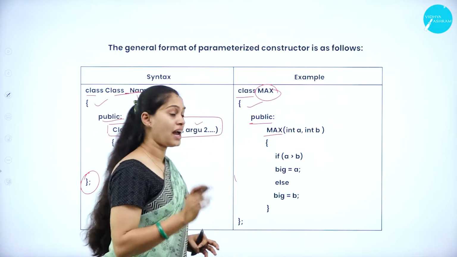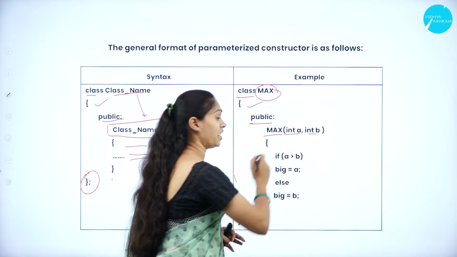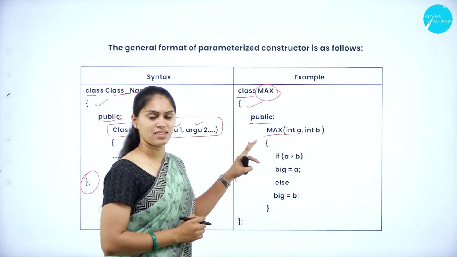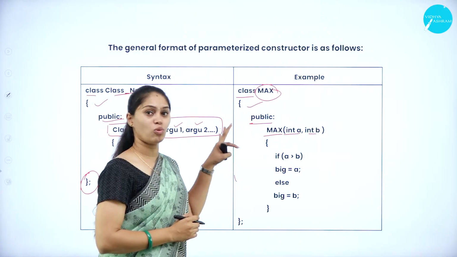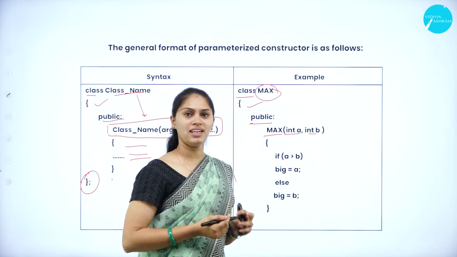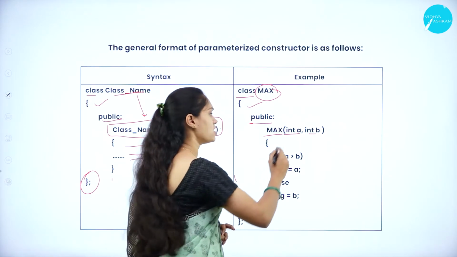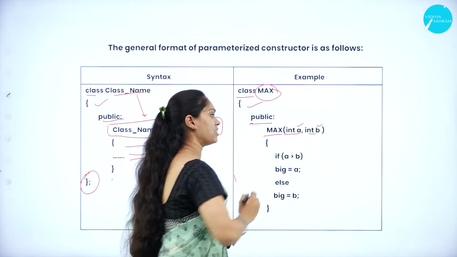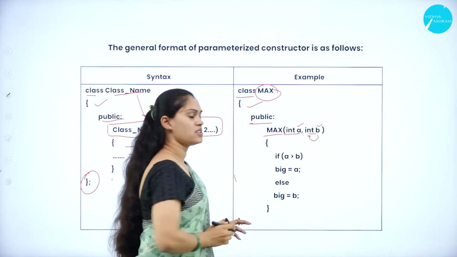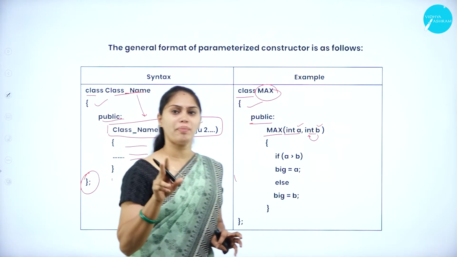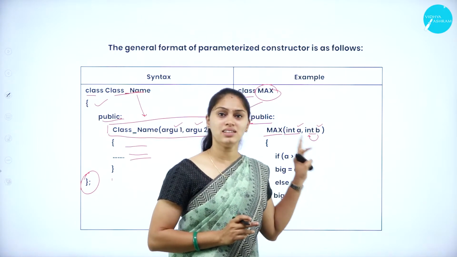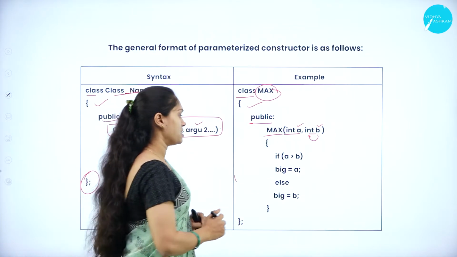So am I sending any arguments or parameters within that Max? Yes, you are right. I am sending two arguments or two parameters. So what can I call this type of constructor? That is a parameterized constructor. Getting? So here A and B are the two variables of the data type integer. I am sending two parameters of the data type integer. A and B are the data variables of this class.